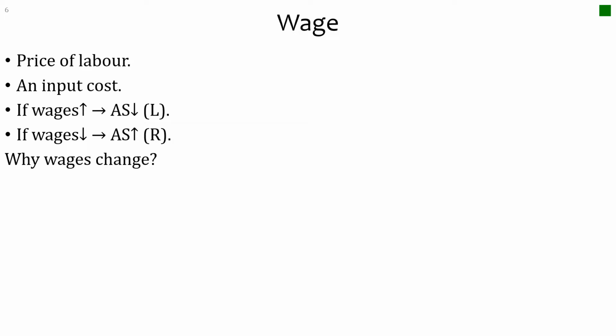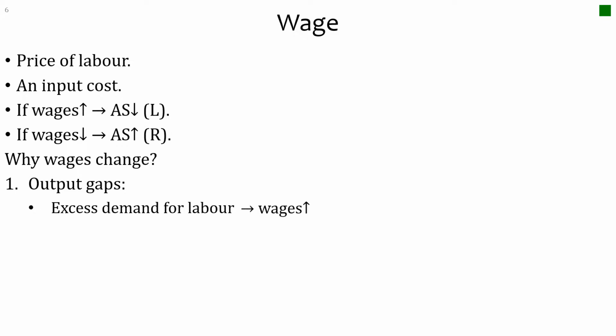Now, why would the wages change? So one reason is output gaps. This is really the long-run adjustment process that we've seen before. If there is excess demand for labor, what's going to happen? If there's too much demand for anything, its price is going to go up, right? So in this case, the wages are going to go up. If there is excess supply of labor, if there is too much supply of anything, if there's a surplus, its price is going to go down. So this is basic shortage and surplus.